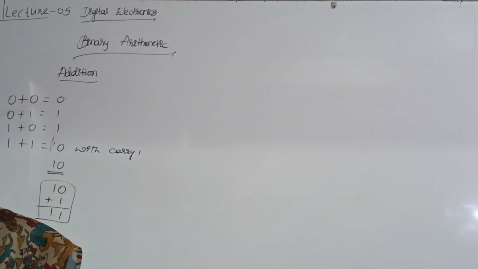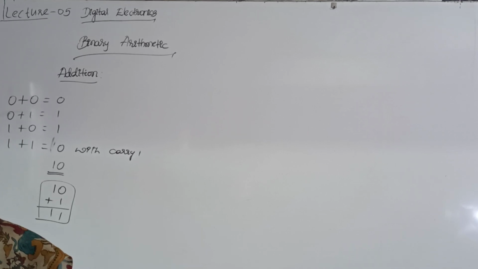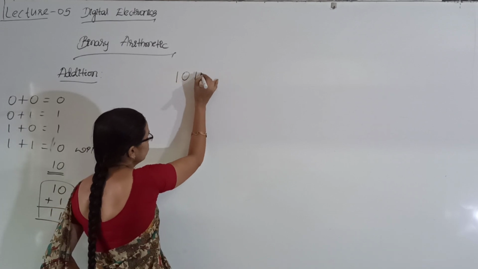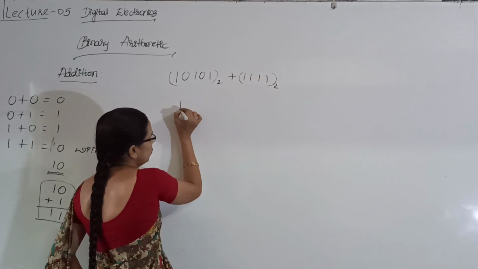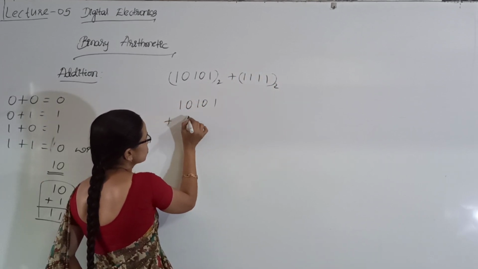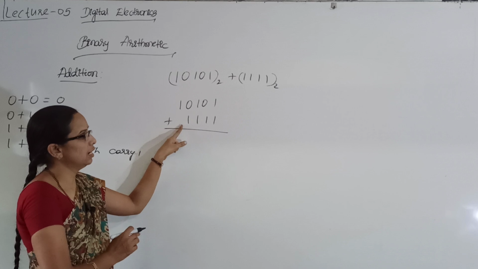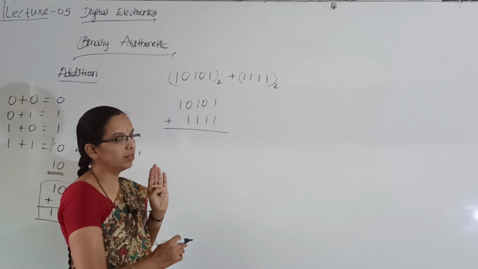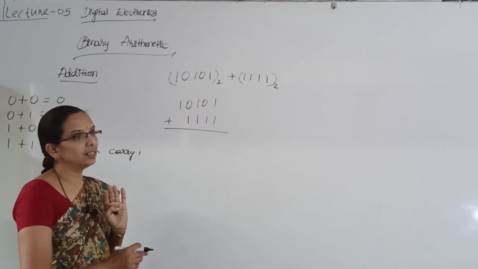Next one is, we will solve some more problems. 1 0 1 0 1 plus 1 1 1 1. You have to write from the LSB only, that you people already know. The principle of the addition process in decimal, if you know it properly, then it will be easy.